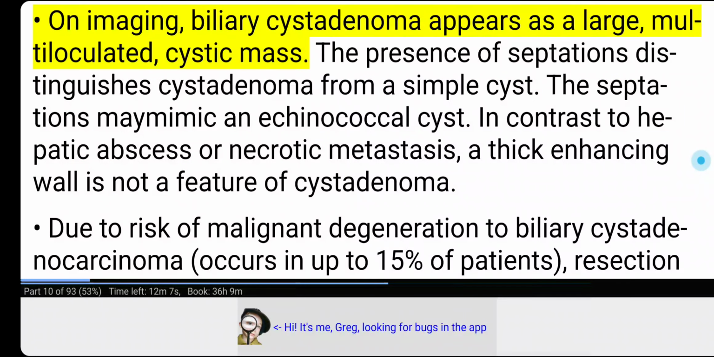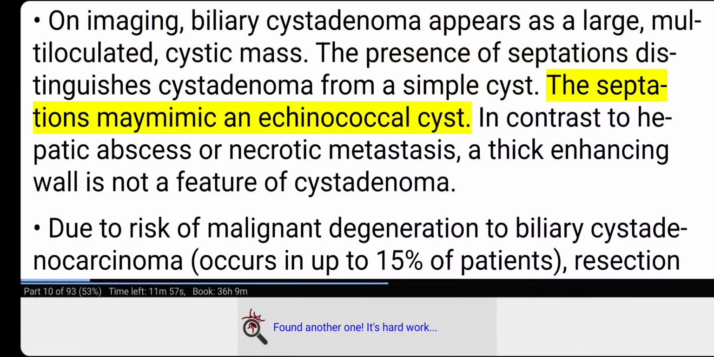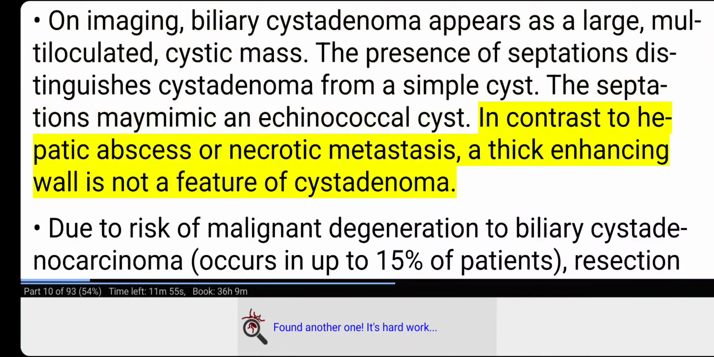On imaging, biliary cystadenoma appears as a large, multiloculated, cystic mass. The presence of septations distinguishes cystadenoma from a simple cyst. The septations may mimic an echinococcal cyst. In contrast to hepatic abscess or necrotic metastasis, a thick enhancing wall is not a feature of cystadenoma.